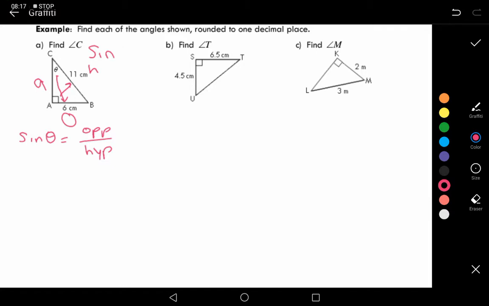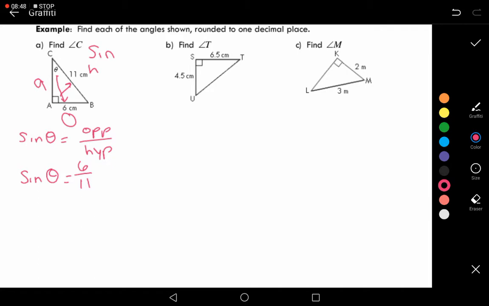Okay, the next step is to fill in the information that we know. So sine is never going to change. We don't know theta. We know our opposite side length is 6, and our hypotenuse side length is 11. Okay? So, 2 different ways you could do this. You could definitely just do 6 divided by 11 and get a decimal number there. Or you can leave that for the next step. So for me, I'm just going to leave it to the next step.